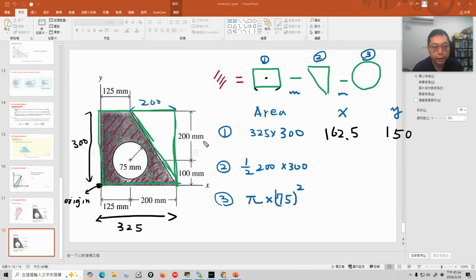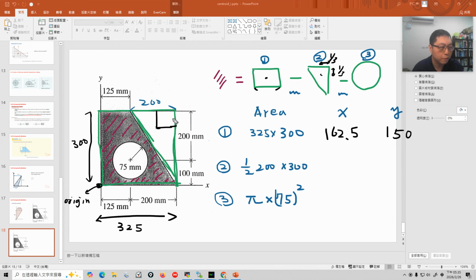The next is the right triangle. What's the centroid of a right triangle? I think it should be here, at 1 over 3. I should memorize the results. So the centroid, I think, should be maybe around here. I cannot draw it very accurately, so maybe it's here.